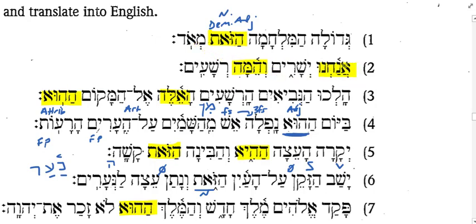Okay, anachnu, independent pronoun or demonstrative? Independent. So I'm going to put here IP for independent pronoun, okay? Now, which person gender number is anachnu? First, common plural. Good. So how do we translate this? We. So we are upright. Yesharim from Yashar. We're upright.